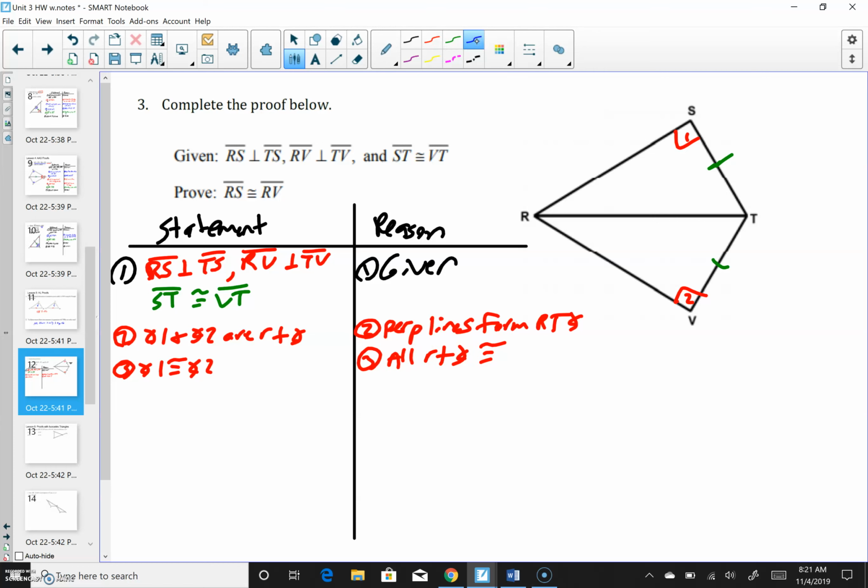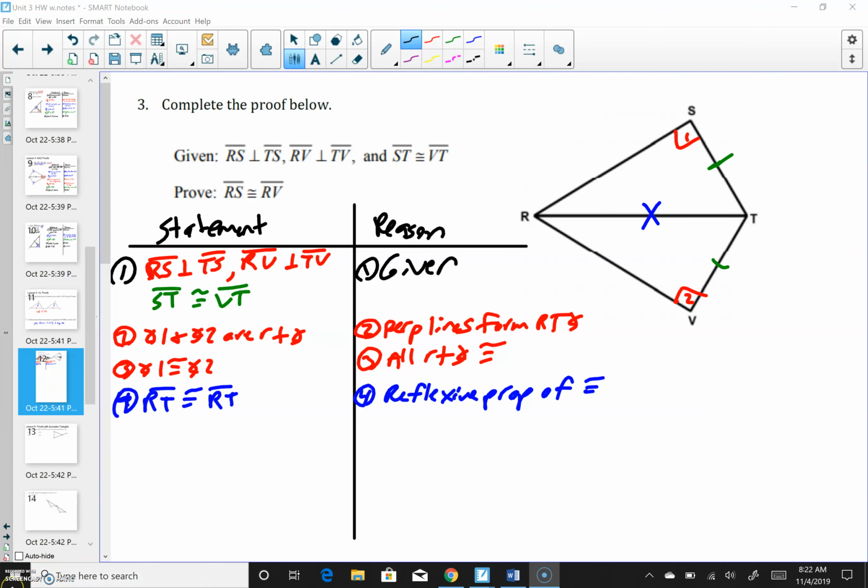So next we have an angle and a side, but we're out of givens. So we'll go with our reflexive piece. So RT is congruent to RT, reflexive property of congruence. And now as we look to count our pattern, we have side angle on the top and side angle on the bottom, which we should know by now is not allowed. However, when that angle is a right angle, then we are allowed to go with our hypotenuse leg pattern.